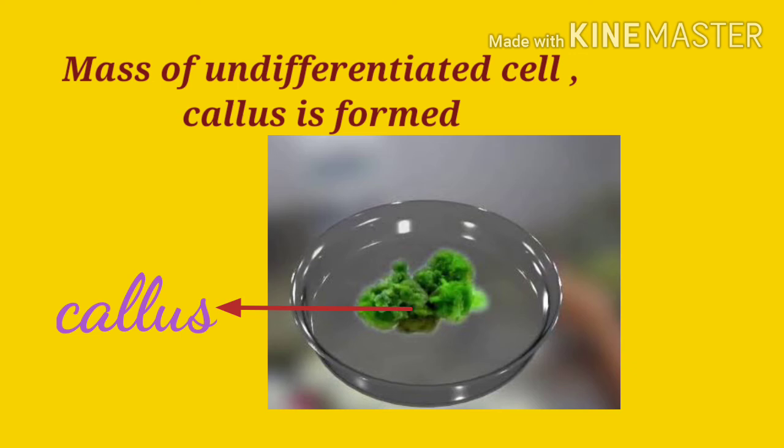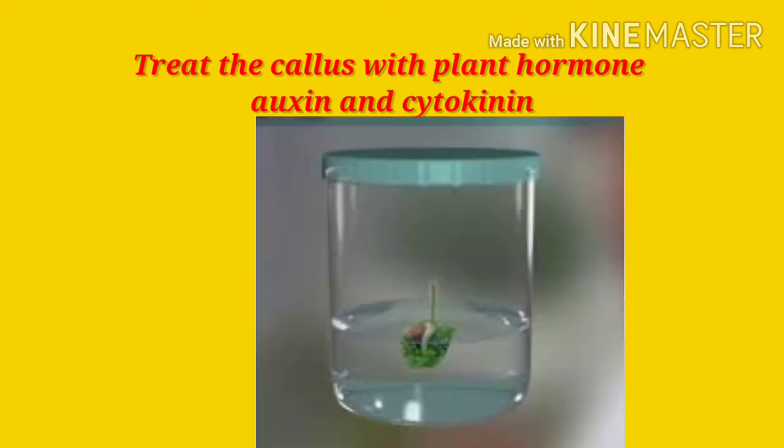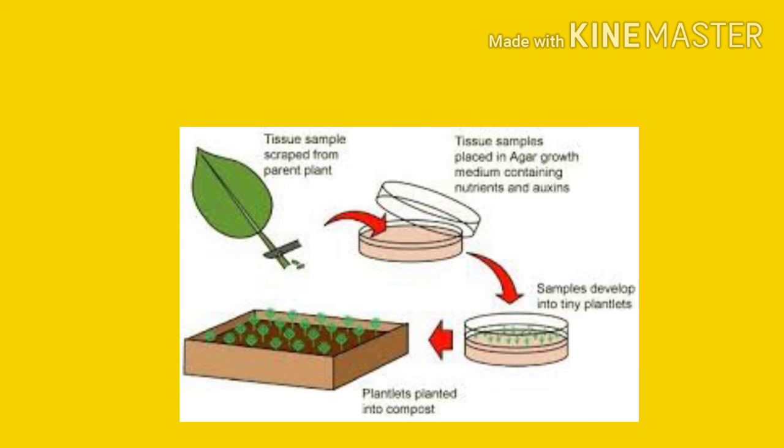Now treat this callus with plant growth regulators, means plant hormones like auxin and cytokinin. Auxin, that is a plant hormone, promotes the growth of the root, and cytokinin, that is also a plant hormone, promotes the growth of the shoot of the plant.